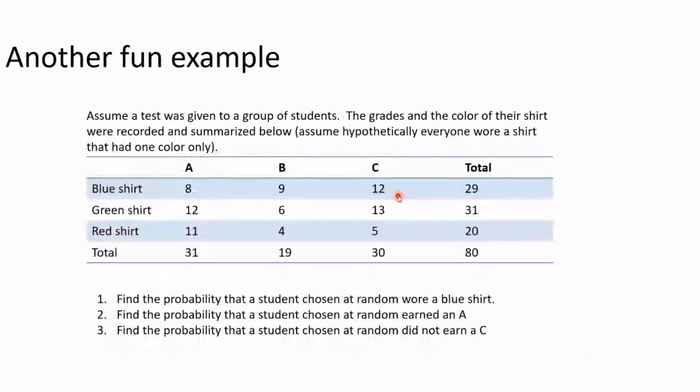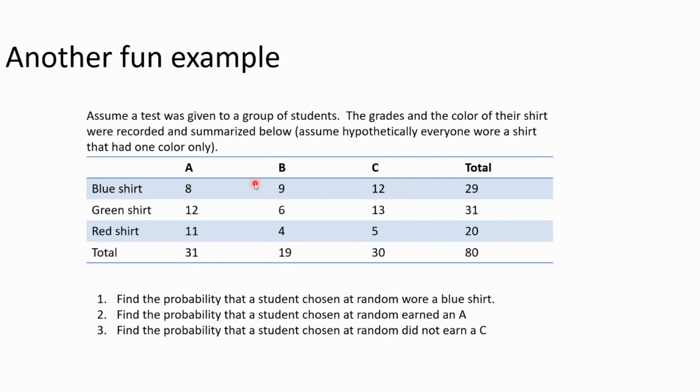Okay, let's do another one. It's kind of a strange example, but let's suppose a test was given to a group of students, the grades, and for some reason we recorded the color of their shirt, and it was recorded and summarized below. Hypothetically, we're assuming that everyone wore a shirt that only had one color on it. Again, it's kind of a strange example, I know, but it's just for practicing probability.